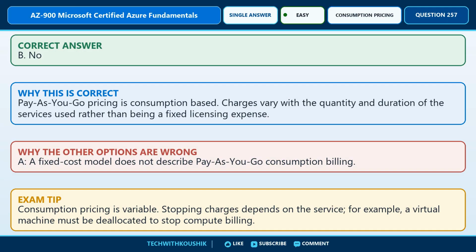Go with option B, no. Here's why. Pay-as-you-go pricing is consumption-based. Charges vary with the quantity and duration of the services used rather than being a fixed licensing expense. A fixed-cost model does not describe pay-as-you-go consumption billing. Consumption pricing is variable. Stopping charges depends on the service. For example, a virtual machine must be deallocated to stop compute billing.